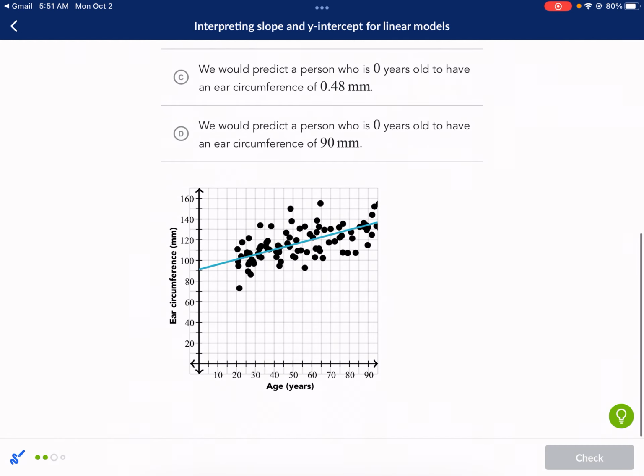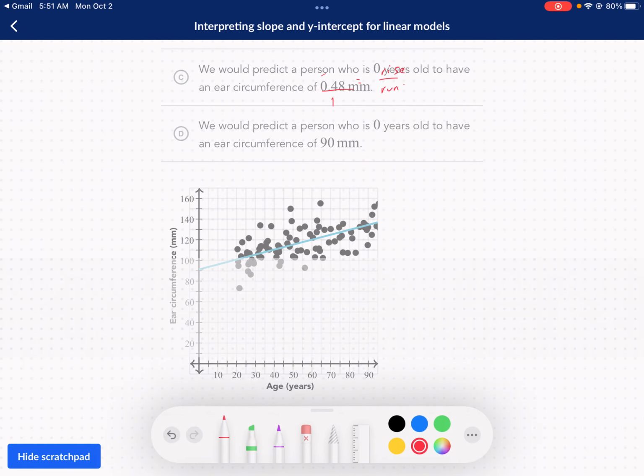Okay, so we can see here the units are going up at different amounts. You can see these are going up by tens. These are going up by tens too, but you can see that the slope is pretty shallow. That would be indicative of the small slope that we have, 0.48.